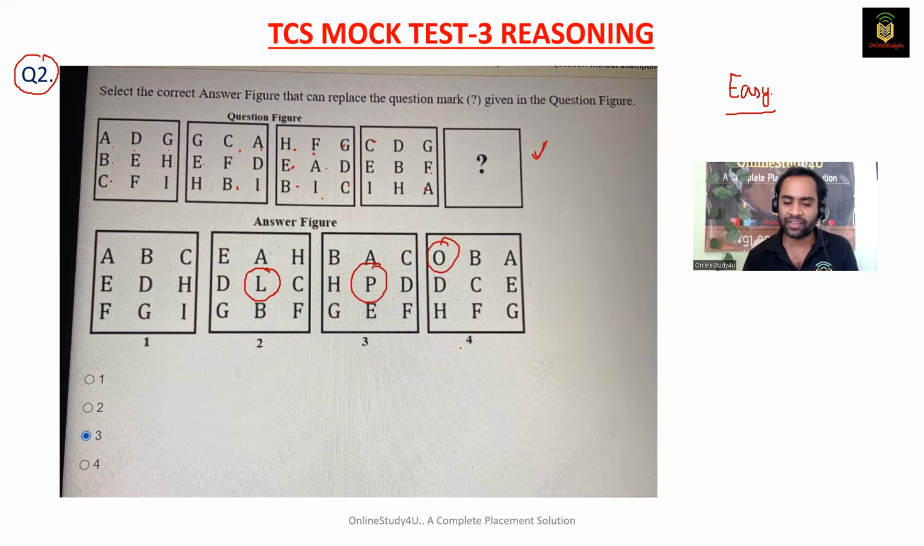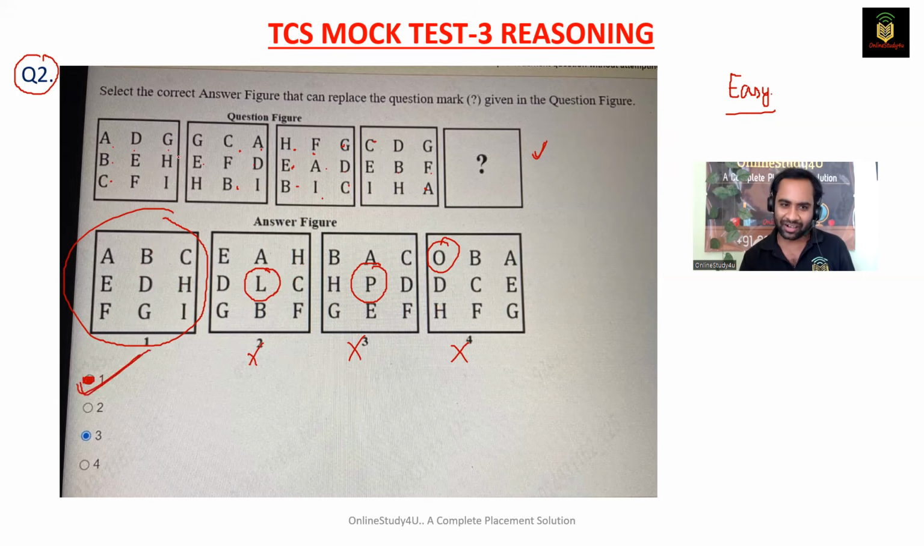Okay, and the fourth figure has O in it. See, we have A B C D E F G H I, so that pattern is only getting shifted here and there. So if we have L, P and O, that we don't need. We need a figure where only A B C D E F G H I is there. That is nothing but the first figure, so your answer will become option A.